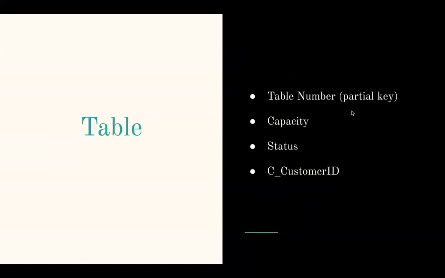And then we have table, that's another entity, and that has a table number, that's the partial key. Then it has capacity, how many people it can hold. Then it has status, if it's available, getting cleaned, or if it's reserved. Then we have the customer ID that table belongs to.